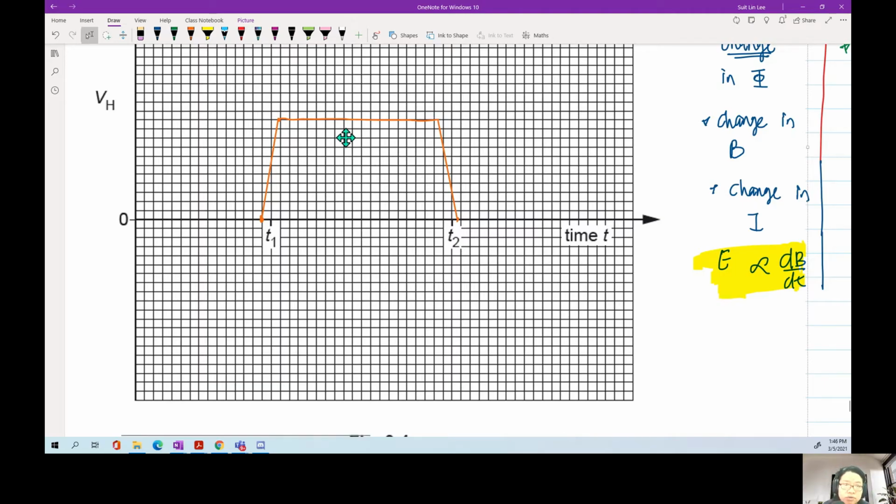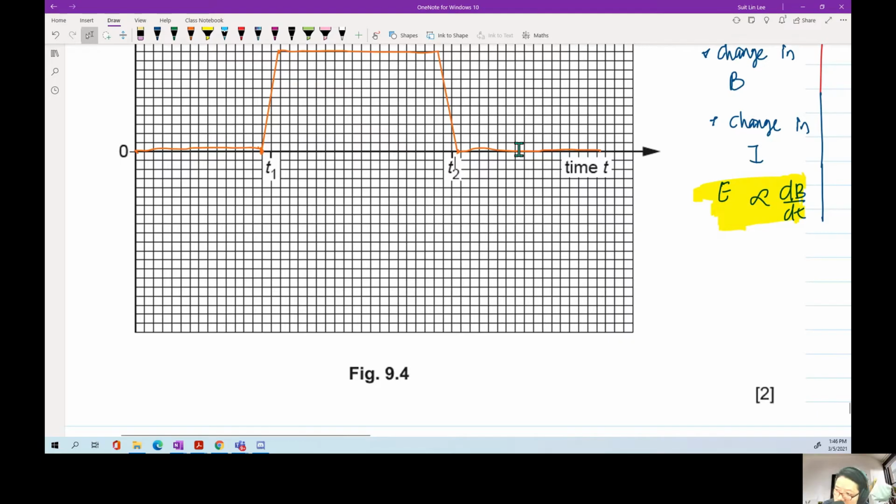So here there is a magnetic field, and after that no more radio, because here there is no current. No current, no magnetic field. Got current, got magnetic field. Then no current, no magnetic field, all the way to there. So if you show 0, 0 here, you get 1 mark.